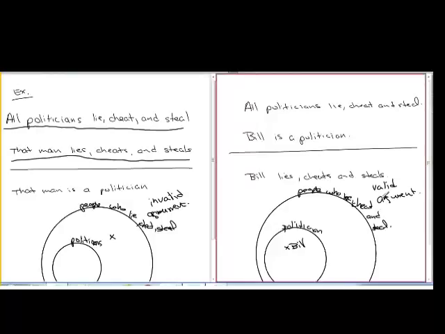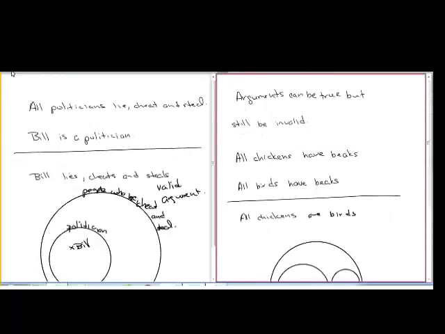So that's how they work. So let's do another example. Now, it doesn't mean that invalid arguments can't be true. You look at this and you say, yeah, that's true, so it must be a valid argument. Well, that's not okay. It has to pass this test to be a valid argument.